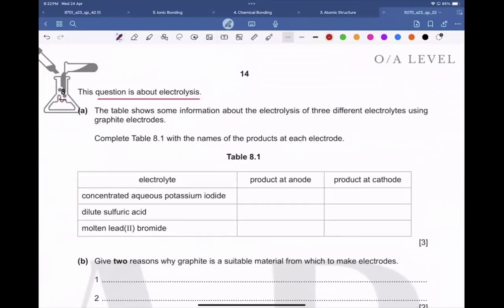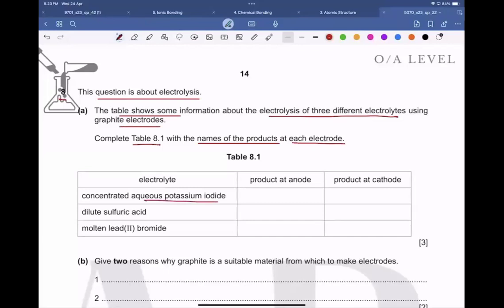Okay. Now, question number 8. This question is about electrolysis. The table shows some information about the electrolysis of 3 different electrolytes with graphite electrodes. You have to complete table 8.1 with the names of the products at each electrode. We have to write the names of the products.